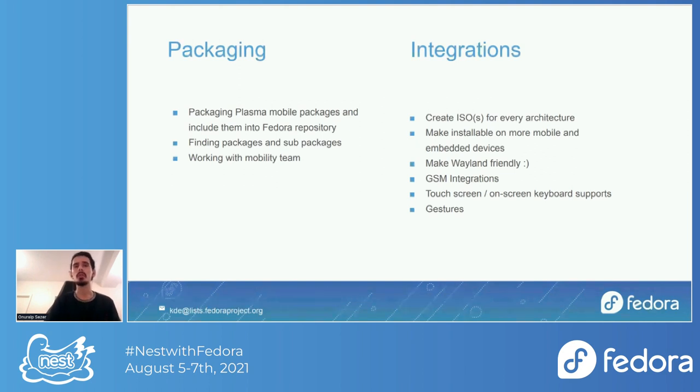Of course, we are not just targeting phones or a secondary architecture. As we speak, we are targeting every architecture. We want to create ISOs to make it installable for all the more mobile devices and embedded devices, and also other laptops and tablets, of course. And we want to have GSM integration, touch screen and keyboard support, and other finger gestures, and whatever is necessary. If it can happen in the Plasma Mobile interface, we want to make sure that it will also be smooth and work nicely in Plasma Mobile.